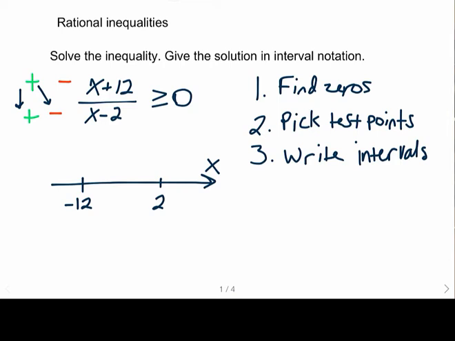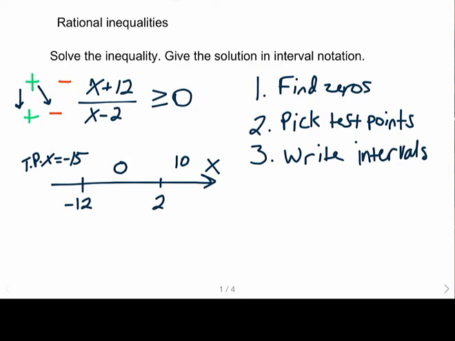To the left of negative 12, I'm thinking that a good test point might be x equals negative 15. Between negative 12 and 2, if ever I can use 0, I usually do. And to the right of 2, I don't know, 10. Any number to the right of 2. If you're not sure why that is, watch the video on polynomial inequalities or quadratic inequalities. Same principles apply.